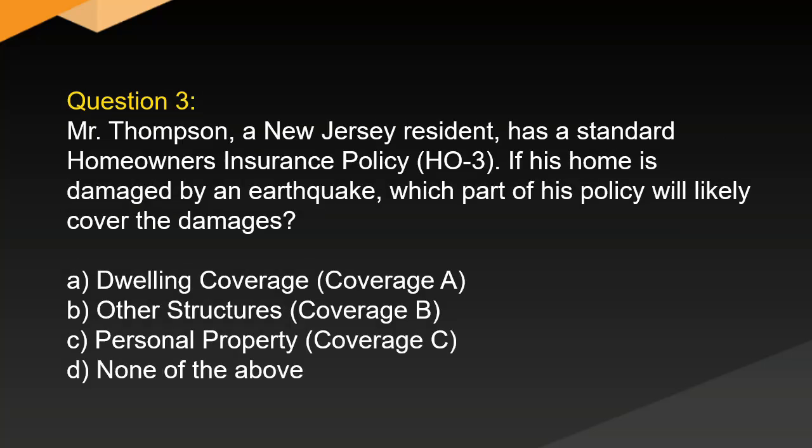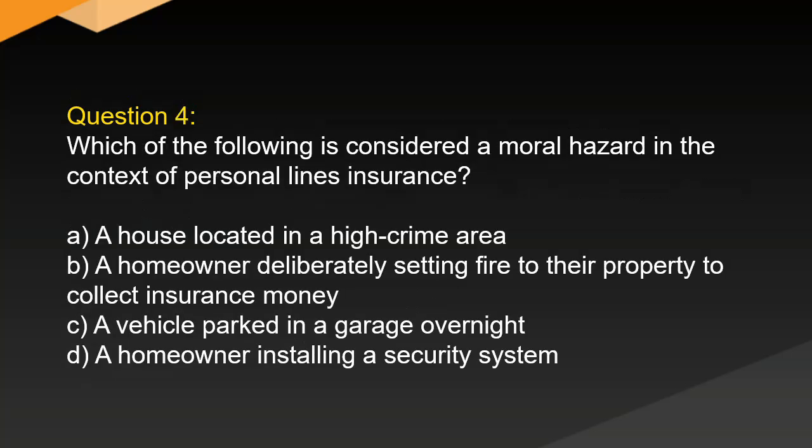Question 3. Mr. Thompson, a New Jersey resident, has a standard homeowner's insurance policy, HO3. If his home is damaged by an earthquake, which part of his policy will likely cover the damages? A. Dwelling coverage, Coverage A. B. Other structures, Coverage B. C. Personal property, Coverage C. D. None of the above.